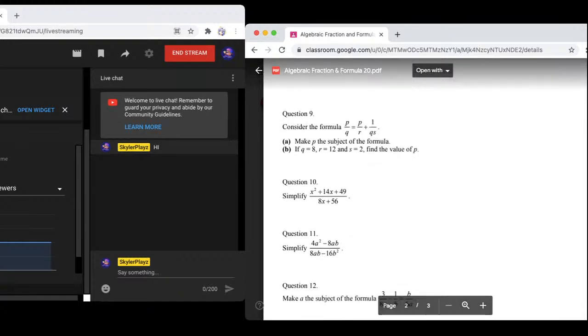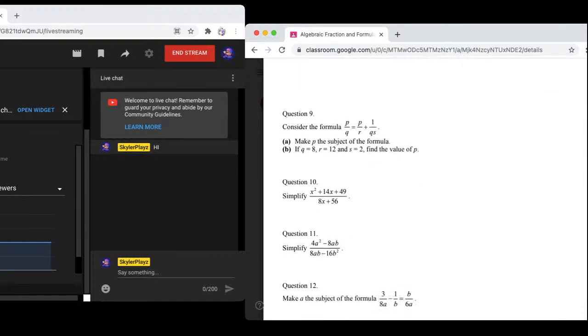Okay, I need to speed up or else I don't have enough time. 9a. PQ equals P over R plus 1 divided by QS. Make P the subject of formula.